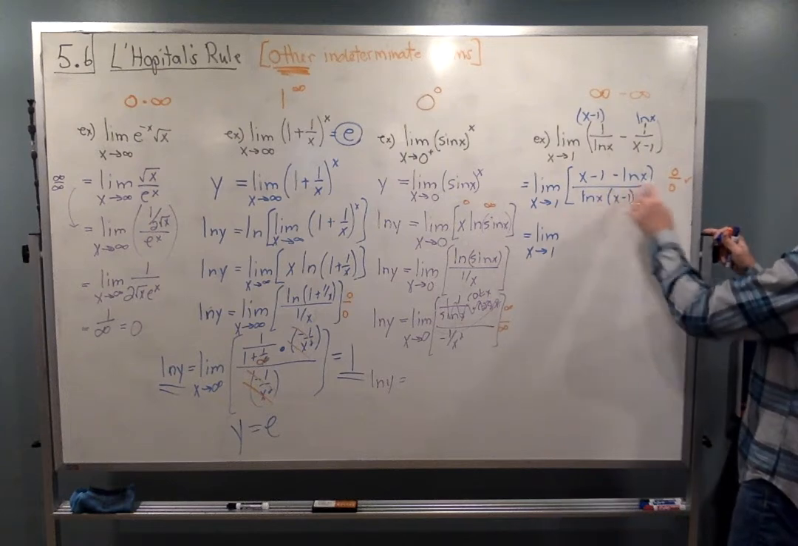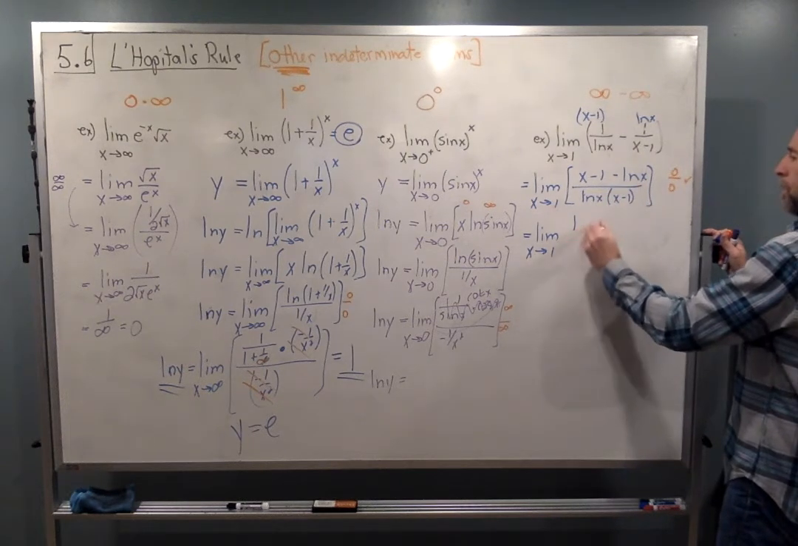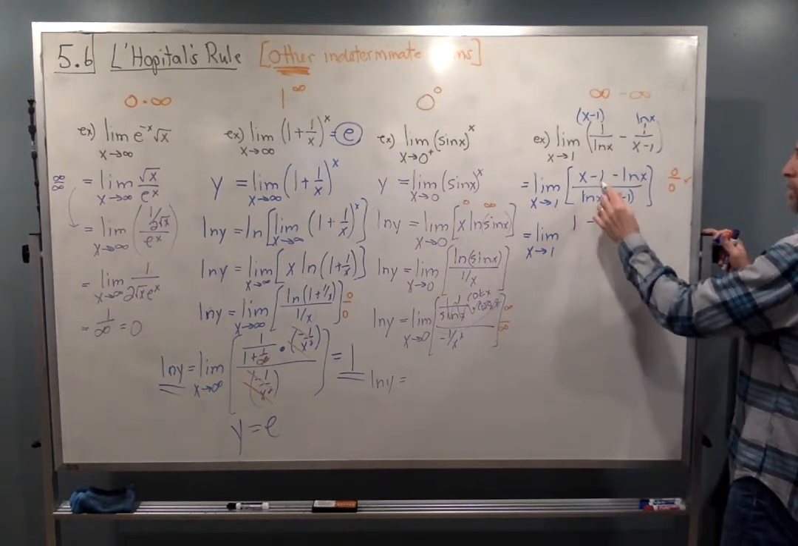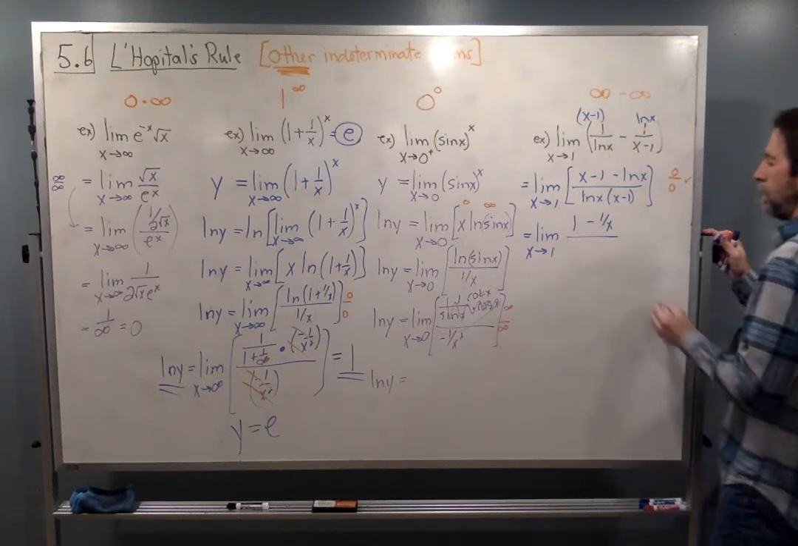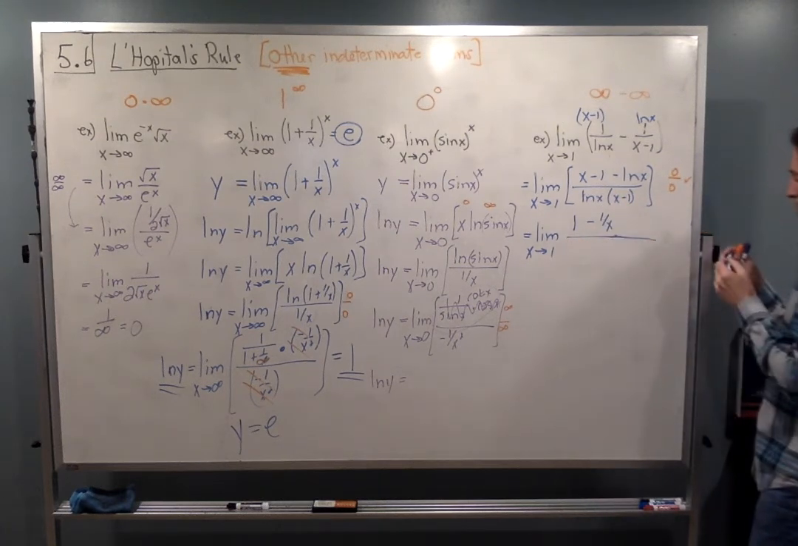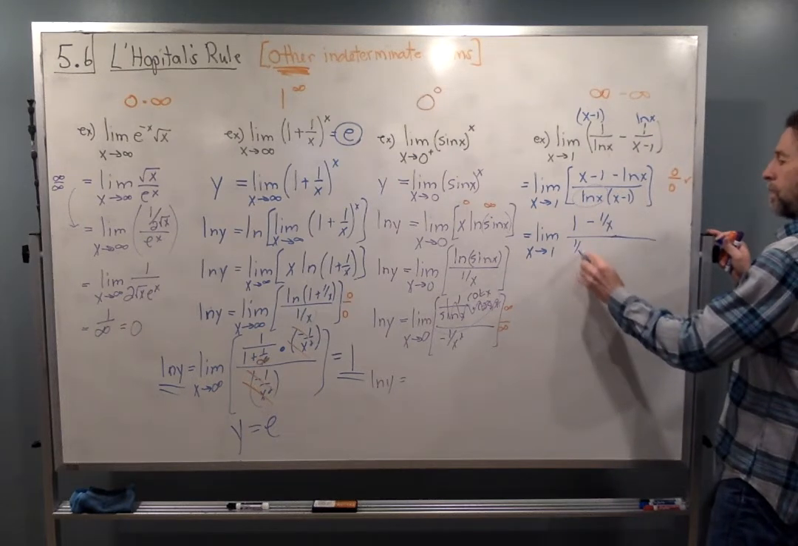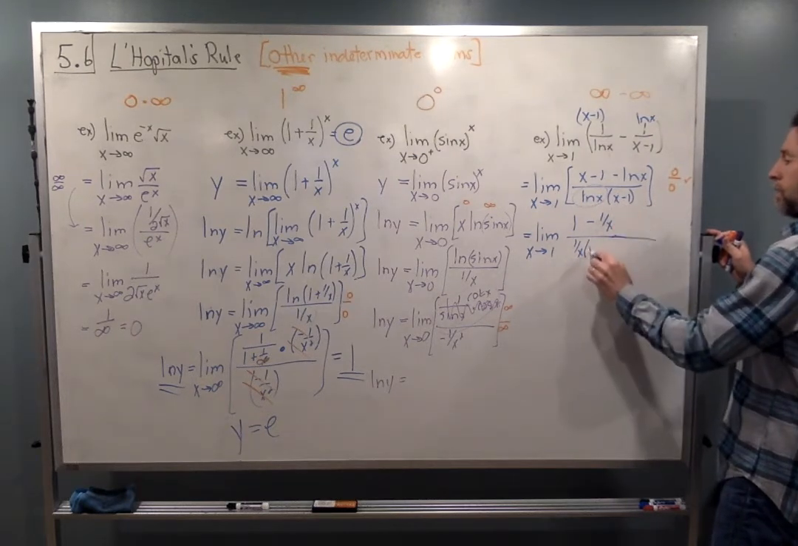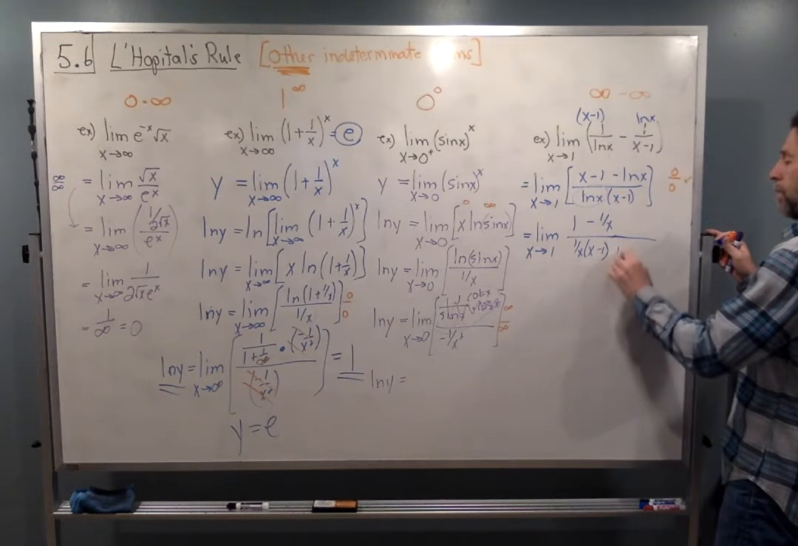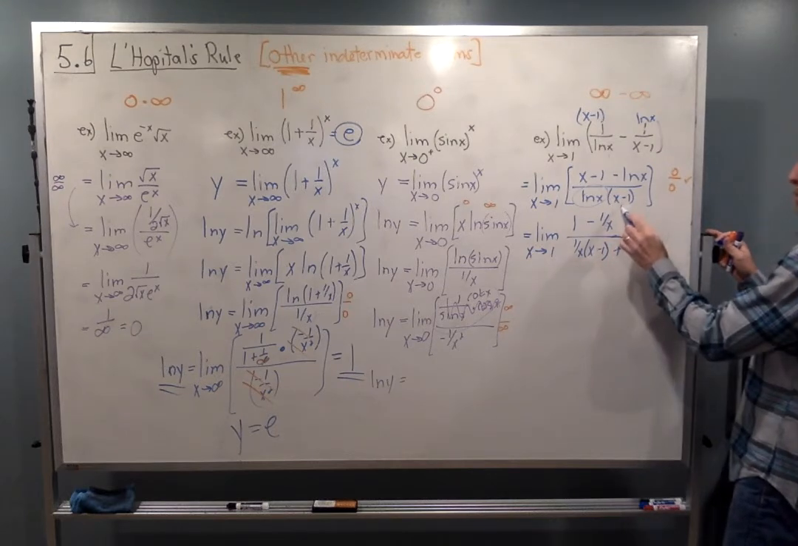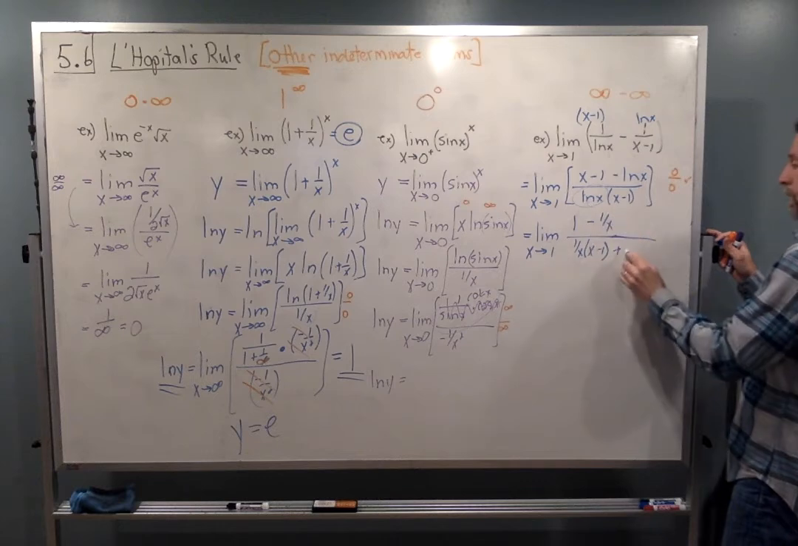we have the derivative of the top, which is 1 minus 1 over x. Derivative of 1 is 0. On the bottom here, we're going to need a product rule. Derivative of log x is 1 over x times that second term plus the derivative of the second term, which is just 1, times log x.